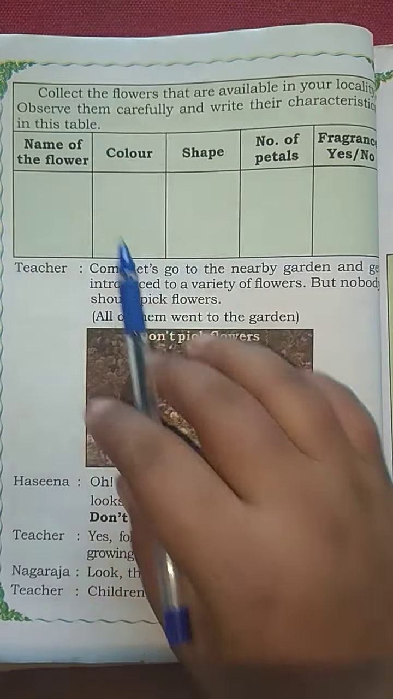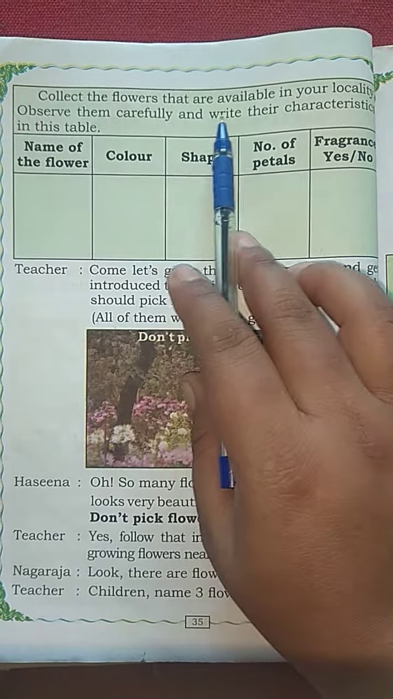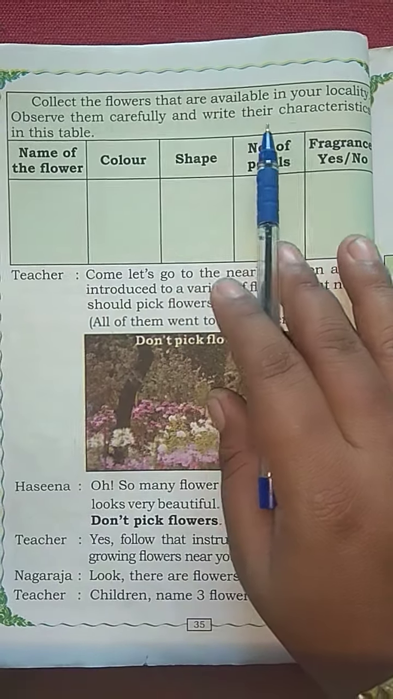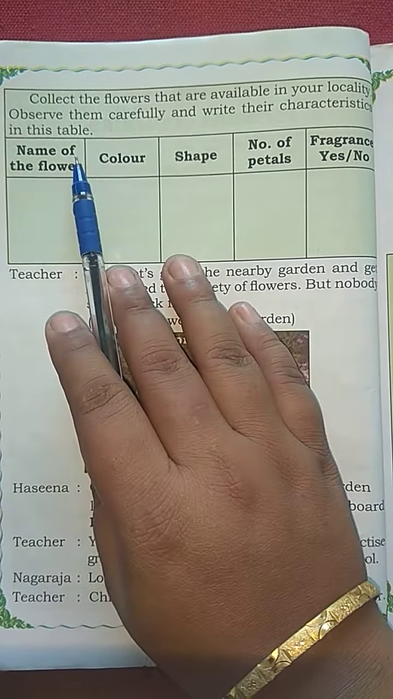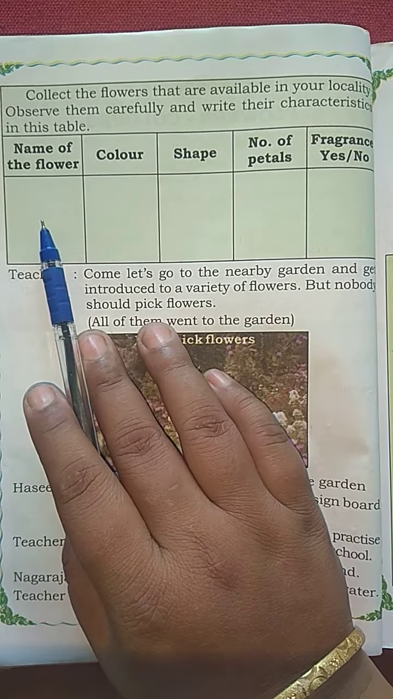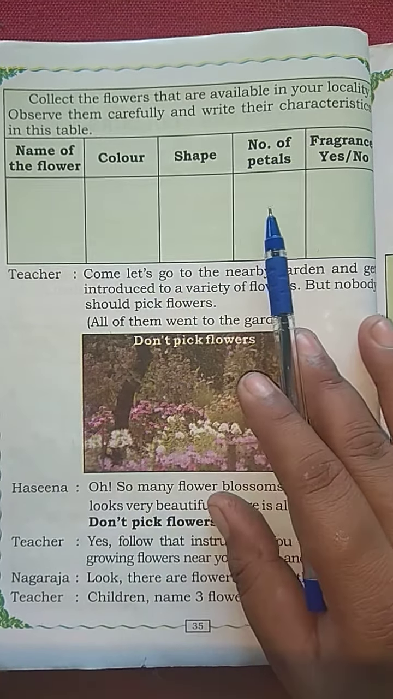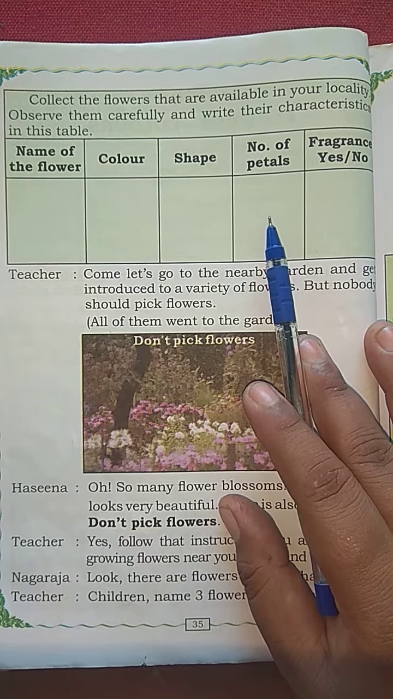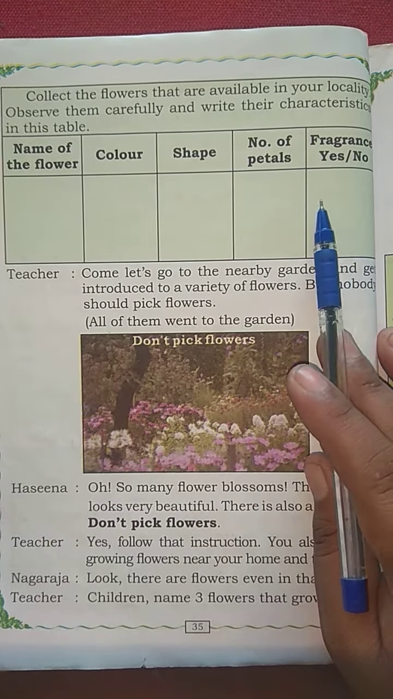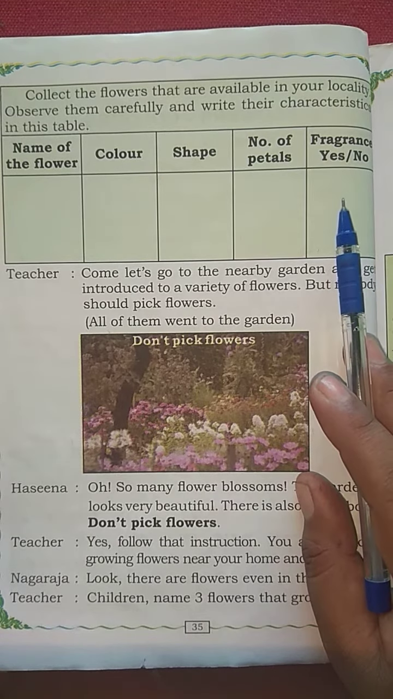Here, one more activity has been given on page number 35. Collect the flowers that are available in your locality. Observe them carefully and write their characteristics in this table. So, what you have to do is collect a few different flowers. You have to write their color, their shape, and number of petals. Petals means dalagalu. Okay, and fragrance. Whether it has a fragrance or not, you have to mention. Even this activity you have to do.